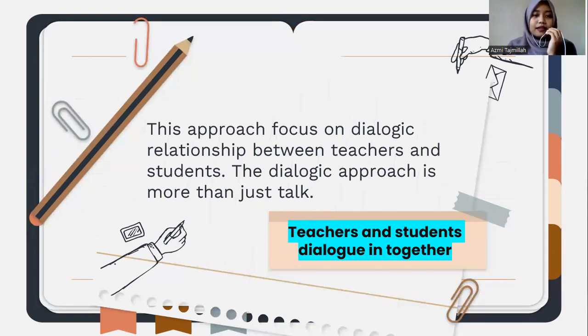And next, teachers and students dialogue together. This approach focuses on the dialogic relationship between teachers and students. The dialogic approach is more than just talk because language is co-constructed between teacher and students, where it emerges rather than being acquired. And this approach returns to being materials and technology free.